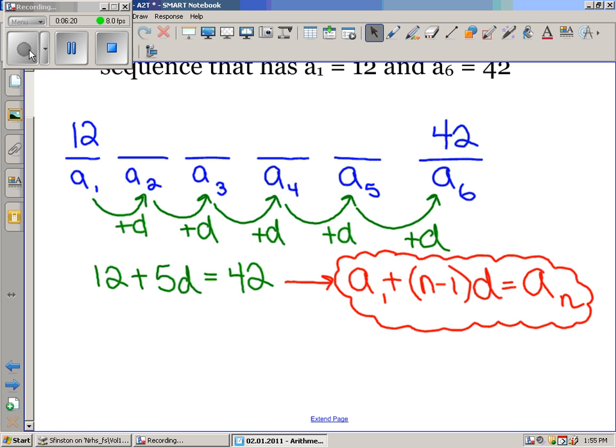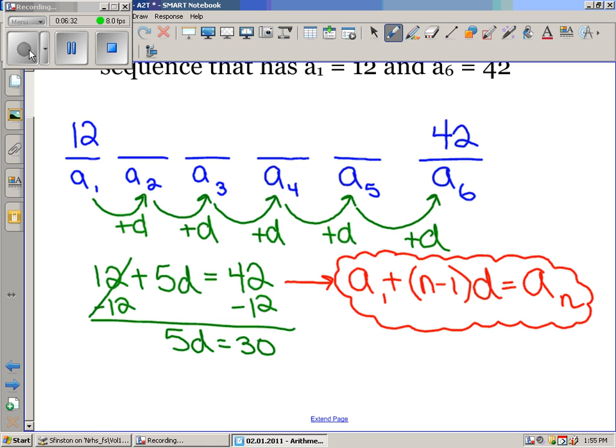Okay, so now let's figure out how much d is. Let's solve for d. Minus 12, right? 5d is going to be equal to 30. D equals what? 6. So the other missing terms of this sequence must be 18, must be 24, must be 30, must be 36. And that's it.